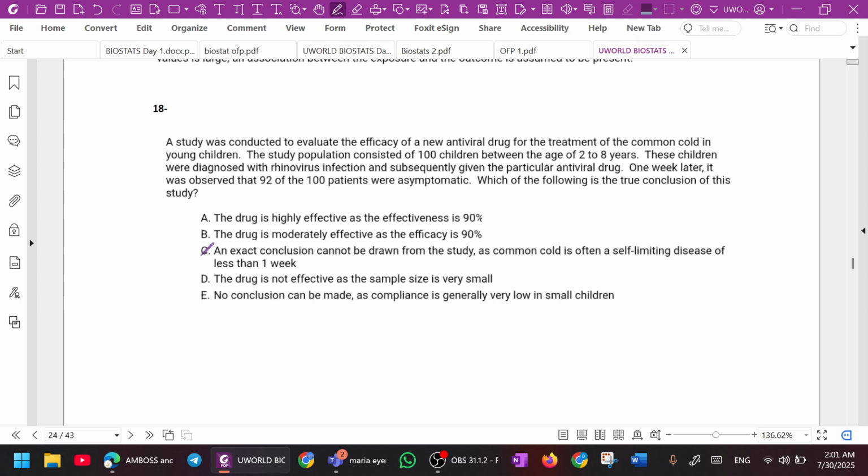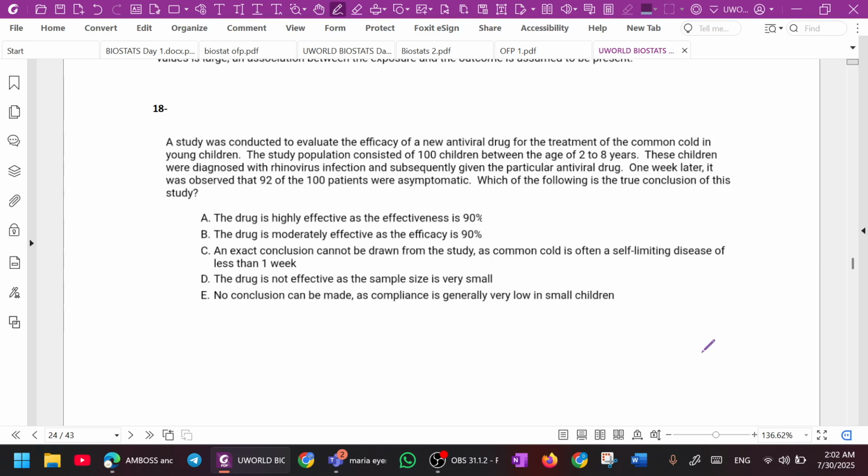Initially, the study later it is observed 92 out of 100 patients are asymptomatic. Usually, the drug is highly. Okay, it is answer C. Can you tell me why?